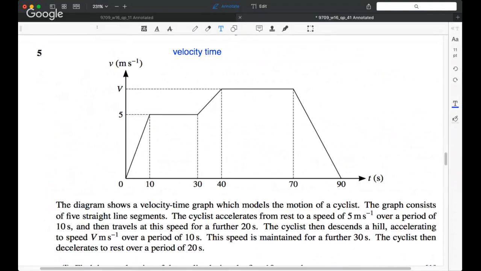So this is an example of a velocity-time graph. And one of the most important ideas is that the area under the graph is equal to the distance traveled, which intuitively makes sense because v times t should be s, right? So that's how it should be interpreted.